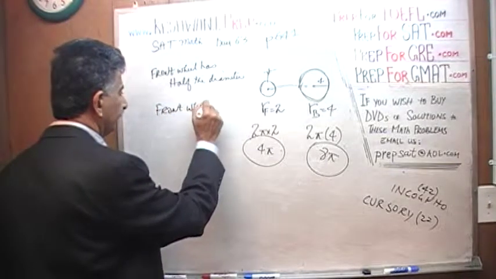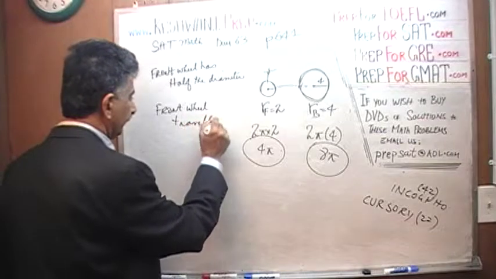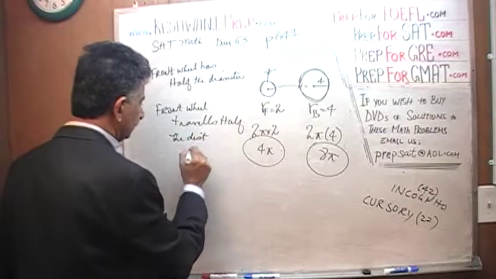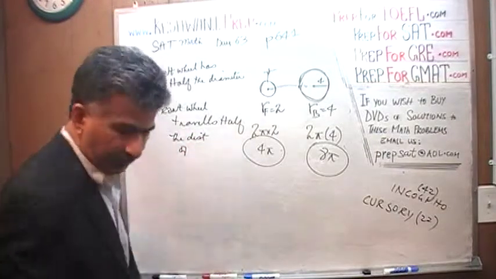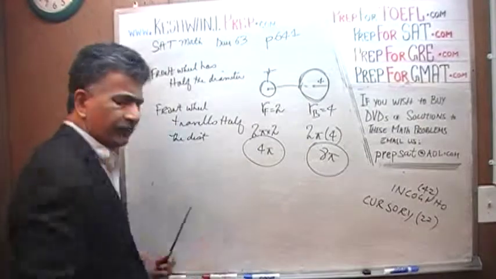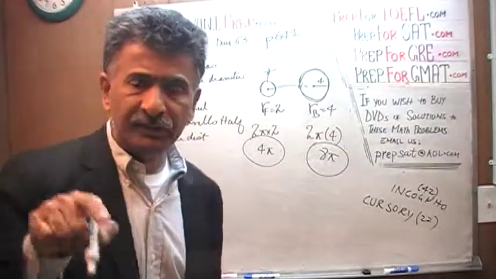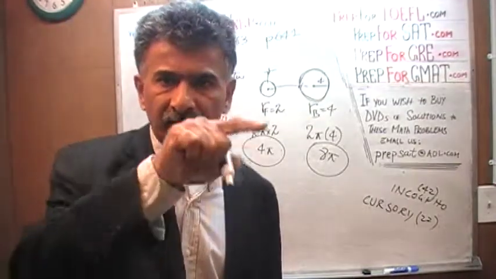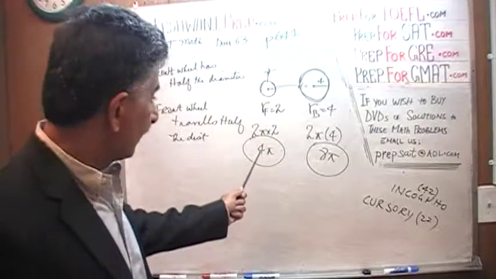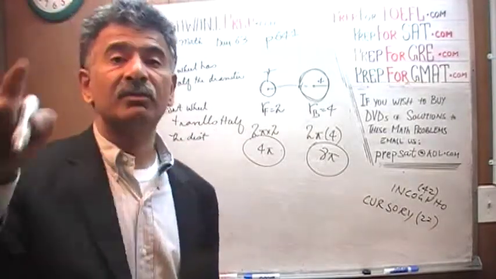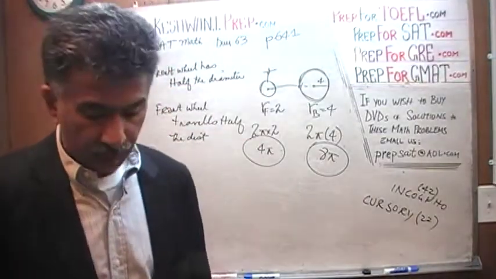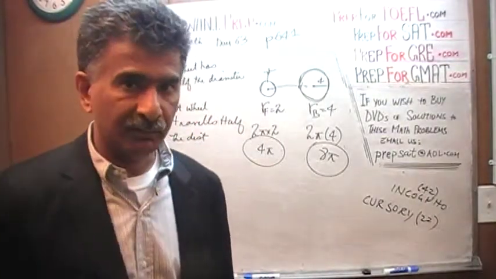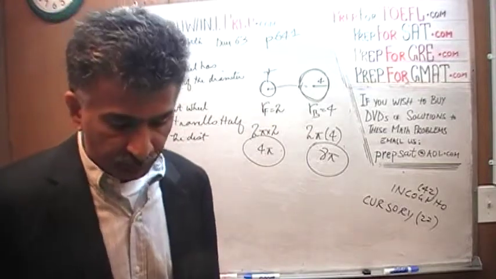Front wheel travels half the distance of, I'm not going to write everything, just listen to me. The front wheel travels half the distance that the back wheel travels when it goes through 1 revolution. And because it travels half the distance, it's going to have to make twice as many revolutions. That's all. The circumference of the front wheel is half the circumference of the back one, so it has to go twice as many revolutions. The answer is C.